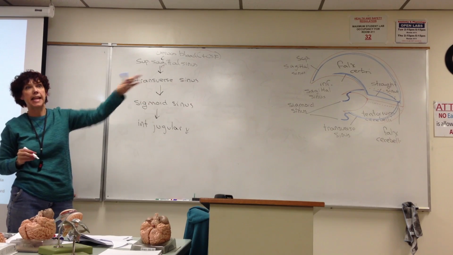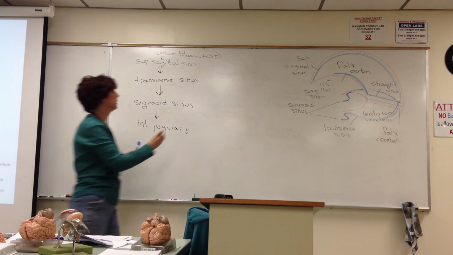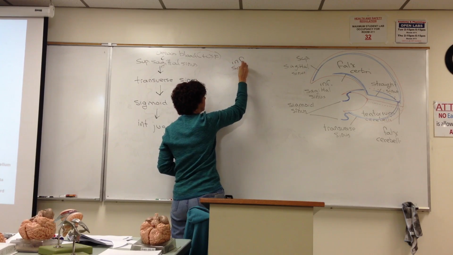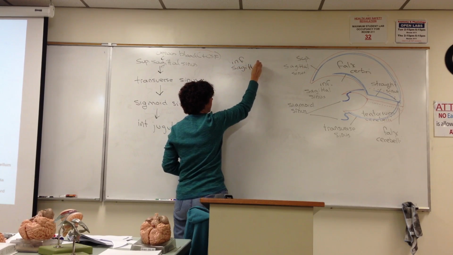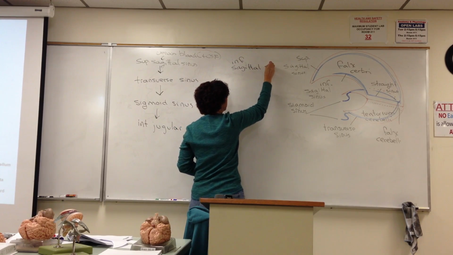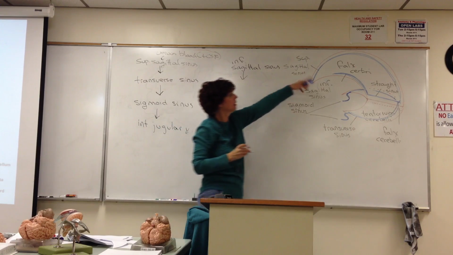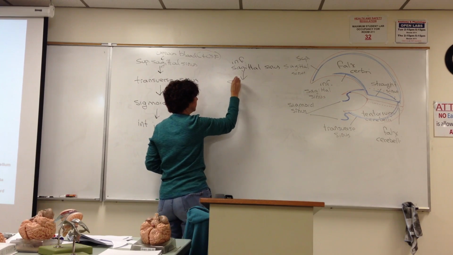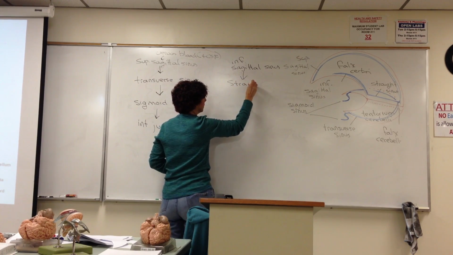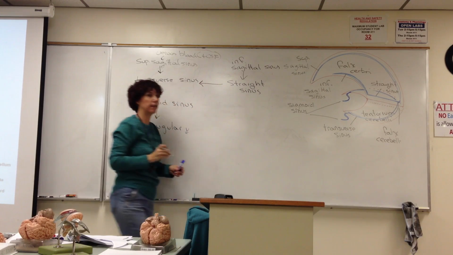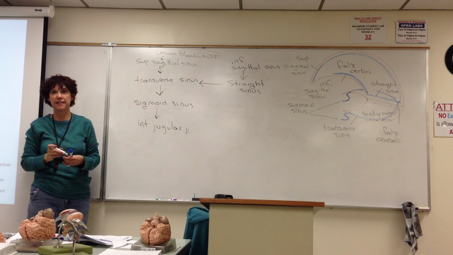Now, if it's in the inferior sagittal sinus, what's the next sinus it's going to go into? Straight sinus. And then that will go into the transverse sinus and then continue down the same pathway.